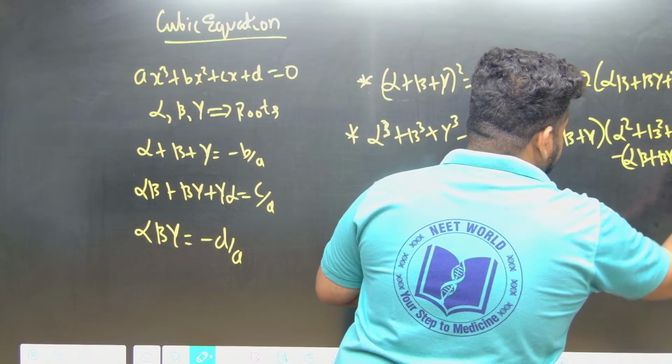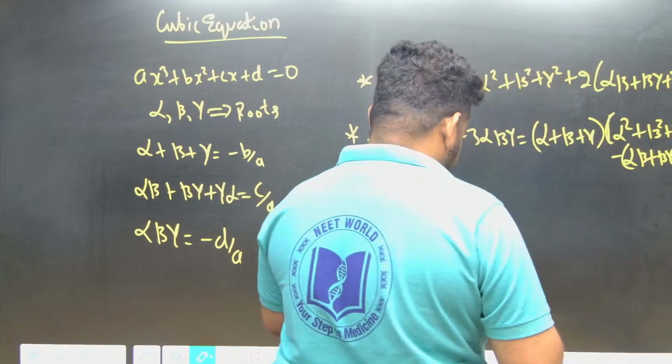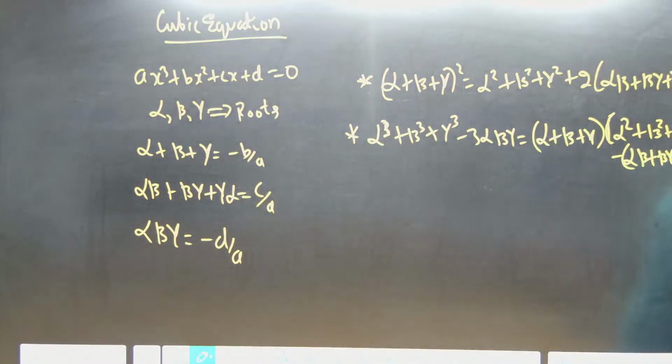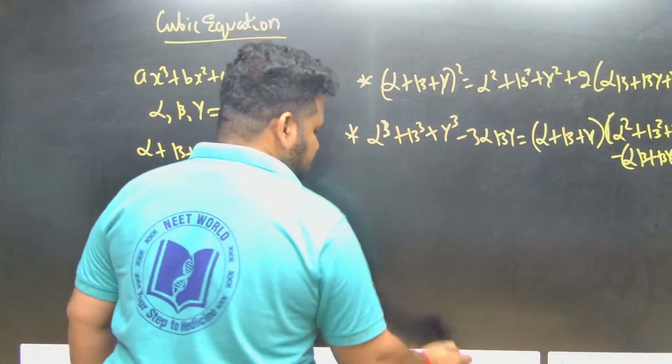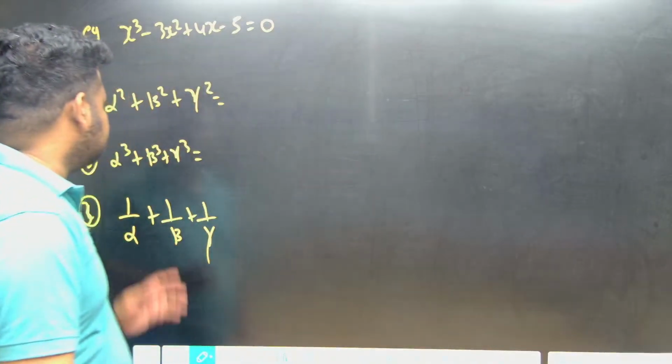Okay, the entire thing within minus, this is the bracket for this. These are the two important results you must know. Now see here, using those results, how to solve this question.